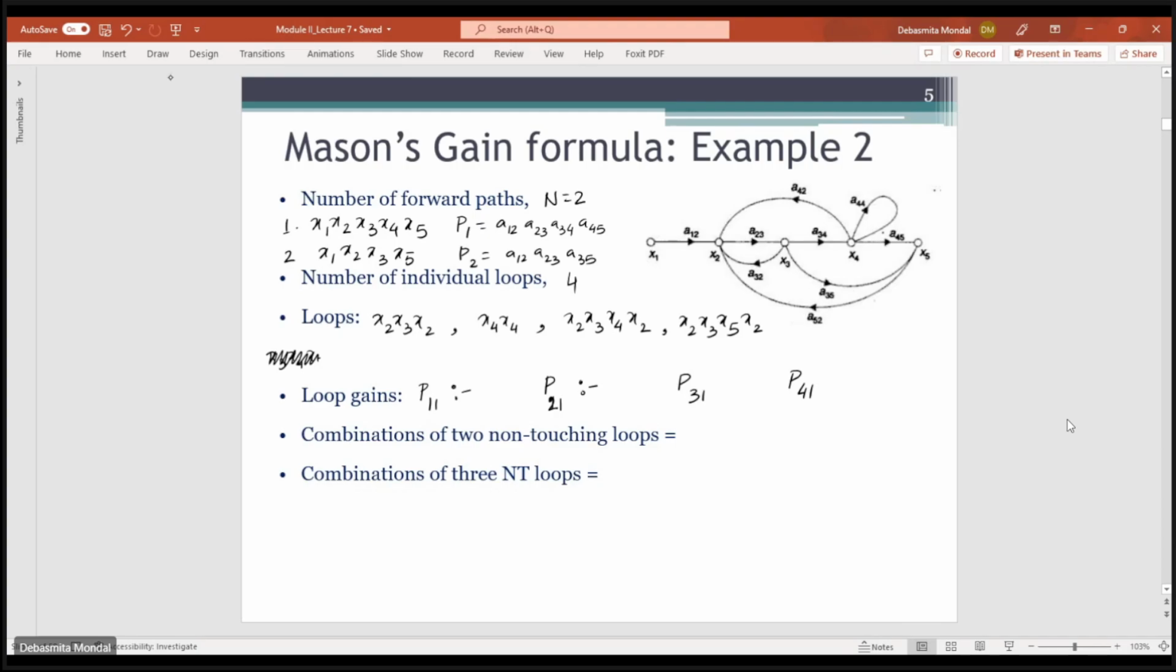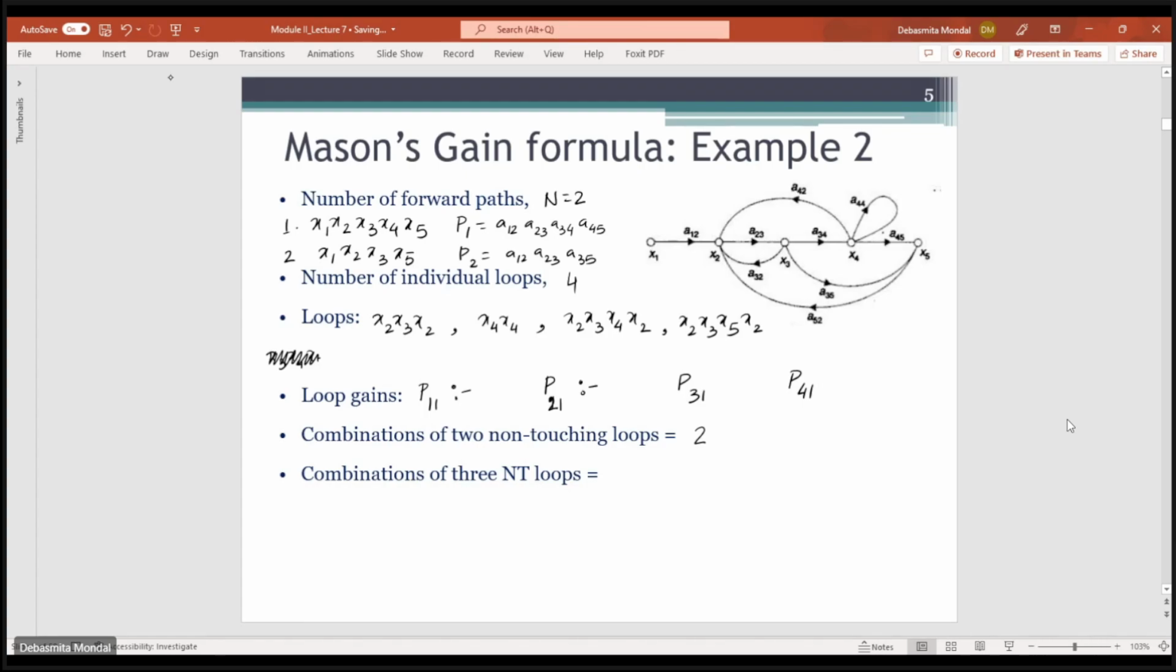Similarly, you will find out how many pairs of two non-touching loops there are. This loop and this loop are not touching each other, and similarly this loop and this loop are not touching each other. So here also you will have two combinations of non-touching loops, and you can find the corresponding gains.